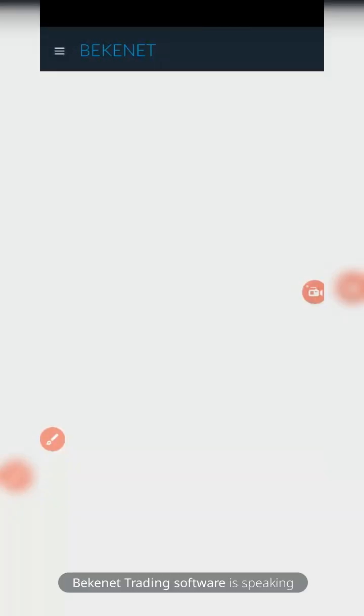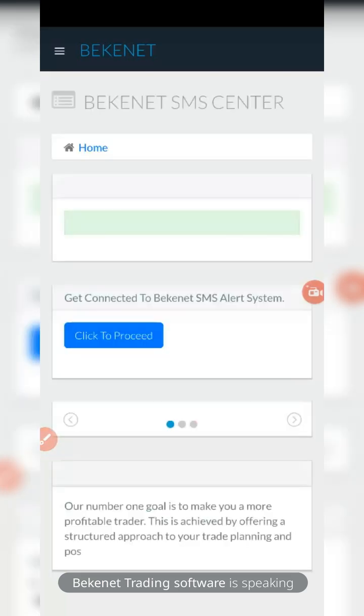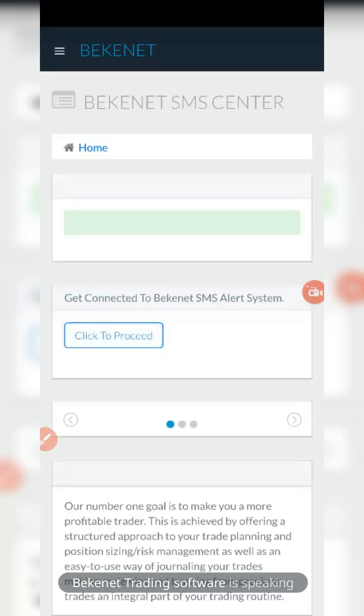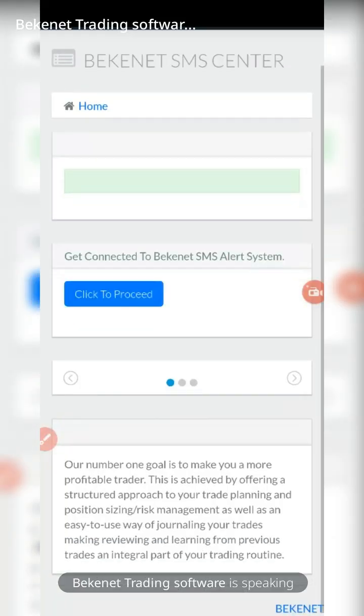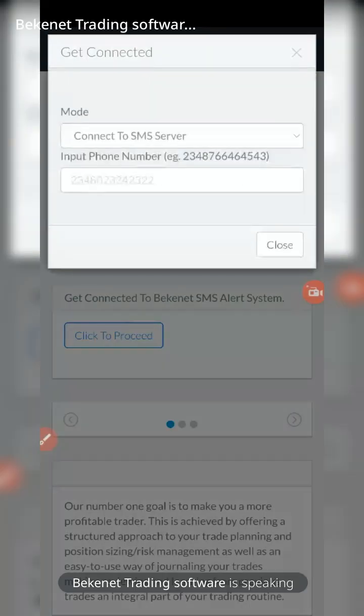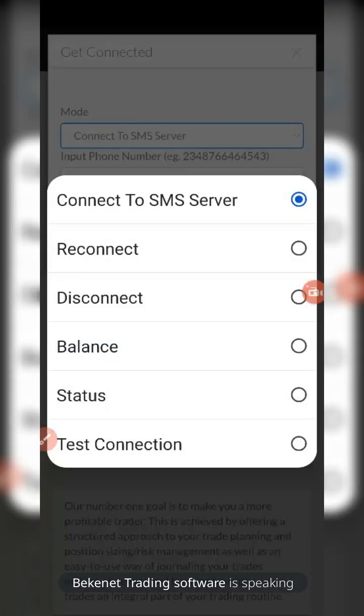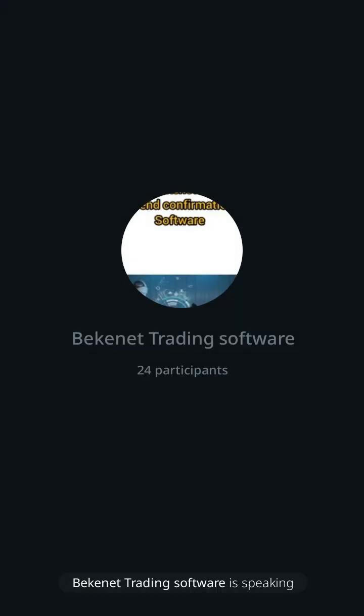I'm going to click it. It's going to load a particular page for me. All I need to do is click proceed. Another menu will come up. Under this, at the top, you see mode, connect to server, reconnect, check balance, check status, and all this stuff.